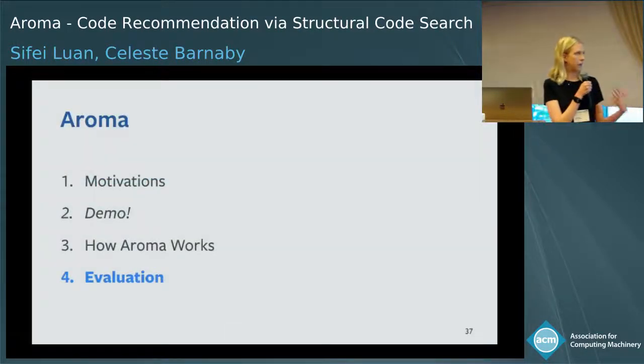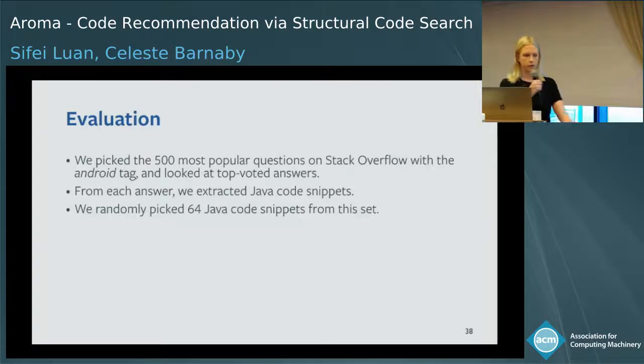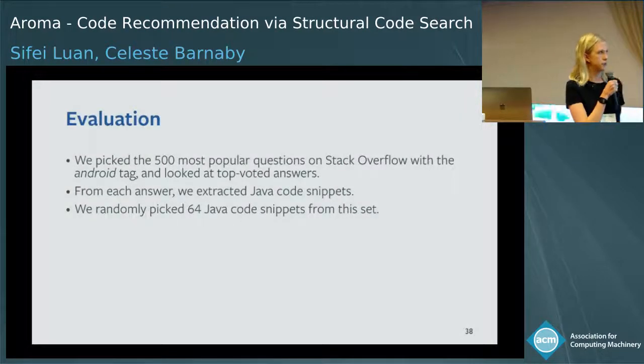So now that we've seen how Aroma works, I'll talk a little bit about some of the evaluations we've done. To evaluate the quality of Aroma's recommendations, we went to Stack Overflow because of its wealth of coding questions and answers. For this experiment, we picked the 500 most popular questions on Stack Overflow with the Android tag and looked at the top voted answers. Answers on Stack Overflow, especially top voted ones, usually contain a code snippet representing a useful or popular coding pattern. So from each of these answers, we extracted those code snippets that had at least 3 tokens, 1 method call, and fewer than 20 lines of code. And then we randomly picked 64 code snippets from this set.